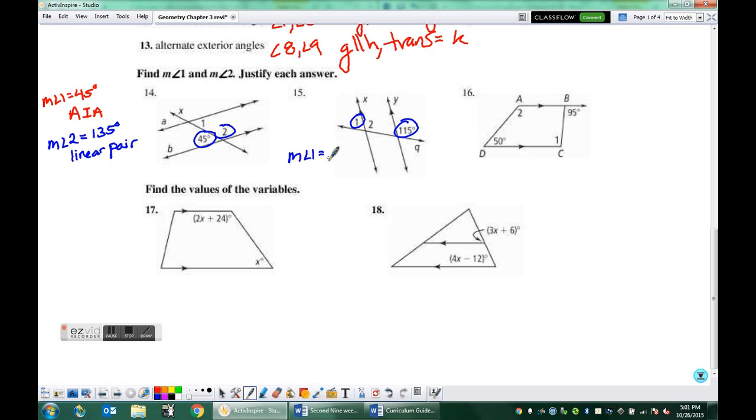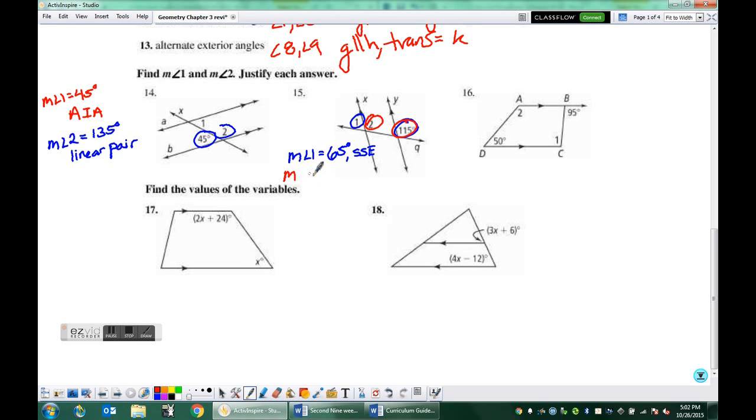For number 15 here, if I look at angle 1 and 115, they are same side exterior angles, because they're not in between the two parallel lines here. That means they are supplementary, so they add up to 180. So 65 plus 115 gets me to 180. So those were same side exterior angles.